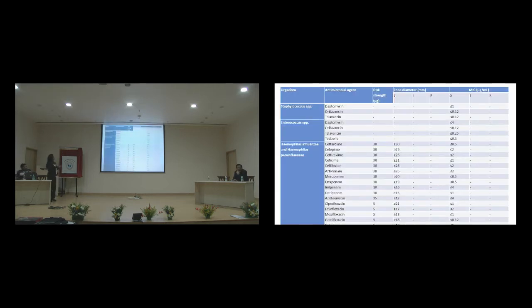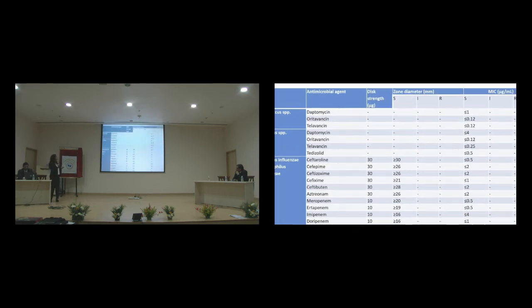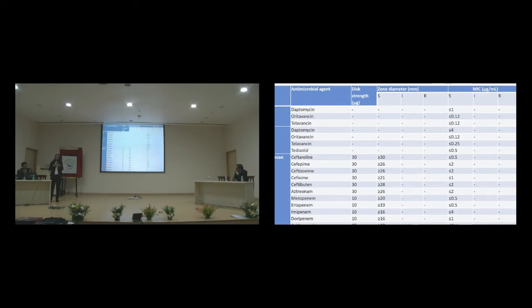Can you see this table? Is it visible? See, for example, daptomycin in Staphylococcus. In MIC, only sensitive breakpoint is defined. You just see the intermediate and resistant, it gives a dash. There is no breakpoint defined at all. So anything more than this you get, you cannot record it as intermediate or resistant. You're going to record it as non-susceptible. In such condition, you have to re-identify the organism and repeat testing.